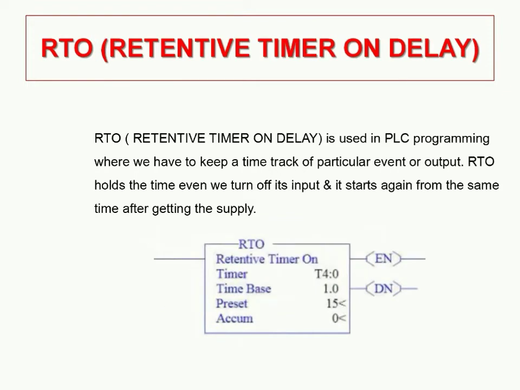Next is RTO, that is a retentive timer on delay. It is generally a type of T-on timer only. Retentive timer on delay is used in PLC programming where we have to keep a time track of a particular event or output.